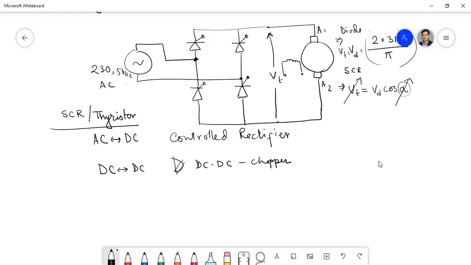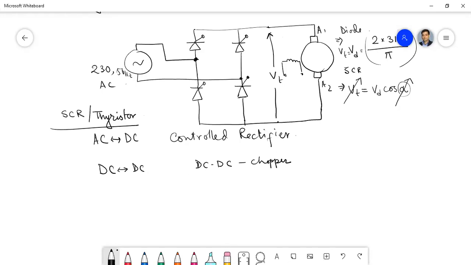Clear? So if we have no option but a fixed DC supply, you have to use a DC to DC chopper. For an example, take EMU trains. EMU trains means the local trains.